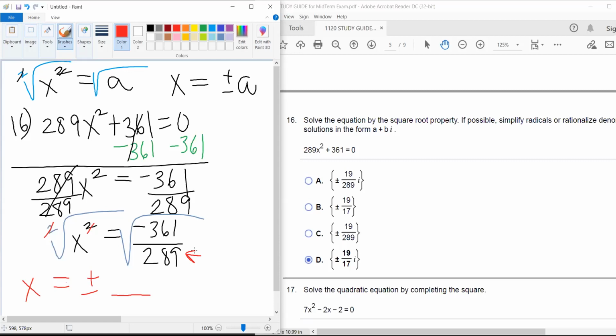The square root of 289 is 17. And the square root of negative 361, we can rewrite that as 361 times negative 1. The square root of 361 is 19. And the square root of negative 1 is our I. So D is our final answer.